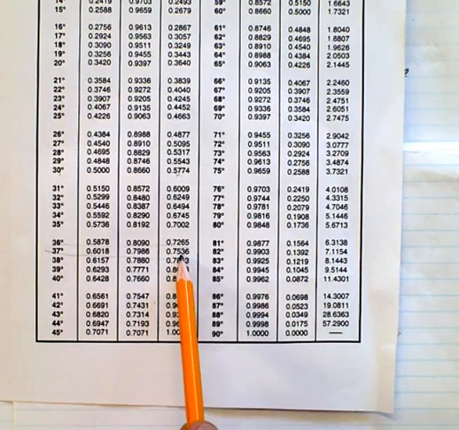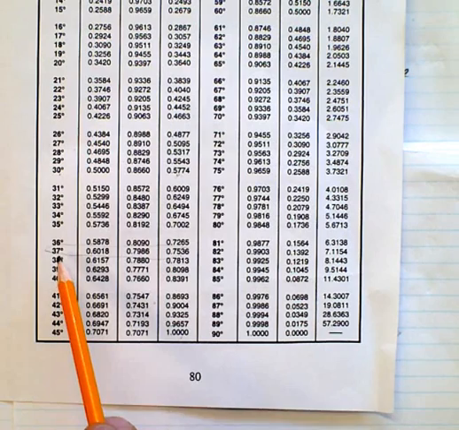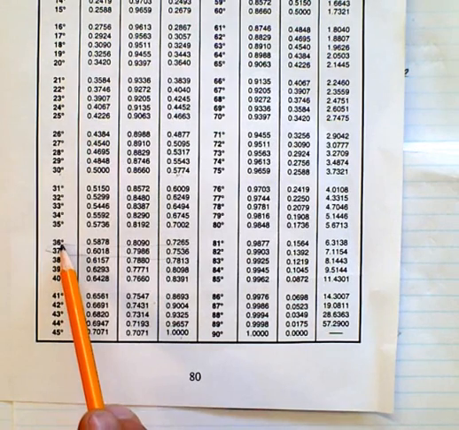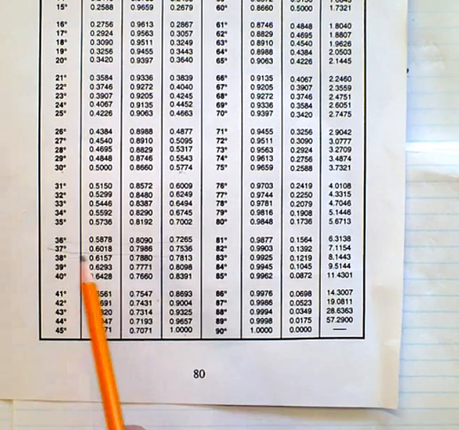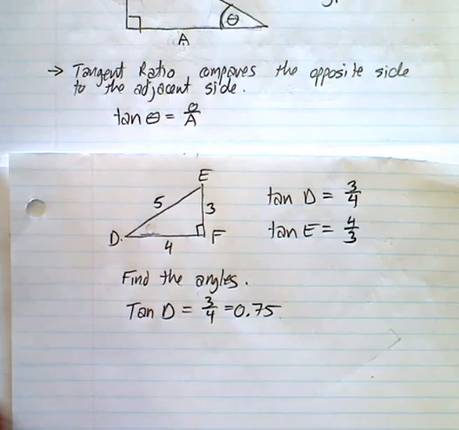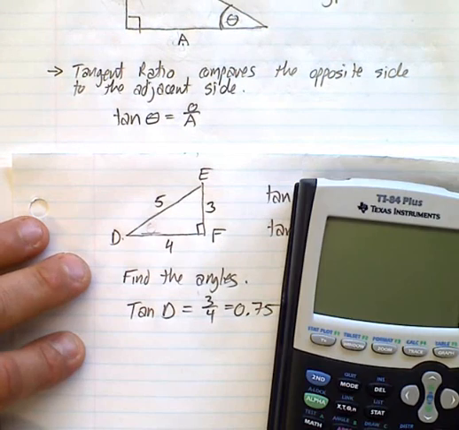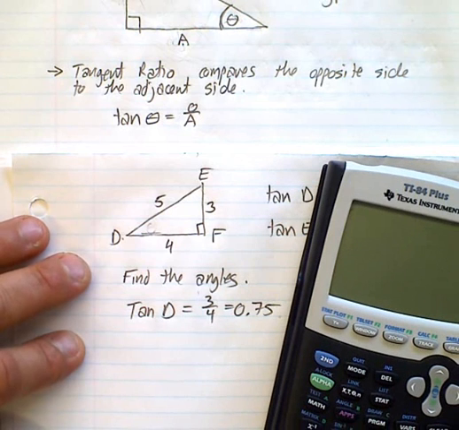0.75 is just a little bit, this is a little bit more, so my guess is going to be around 36 point something, right? Well, how do we do this? We do it on our calculators. We turn our calculators on first of all, and what you do, see the tan button?